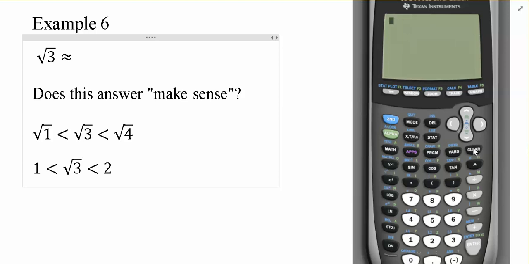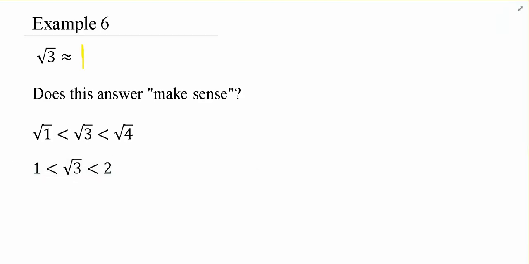Okay, so let's go ahead and look at that square root of 3. If we put the square root of 3 into our calculator, we get some sort of answer, and we can round this to however many decimal places we want. I'm going to call it 1.73. We're going to call this 1.73.